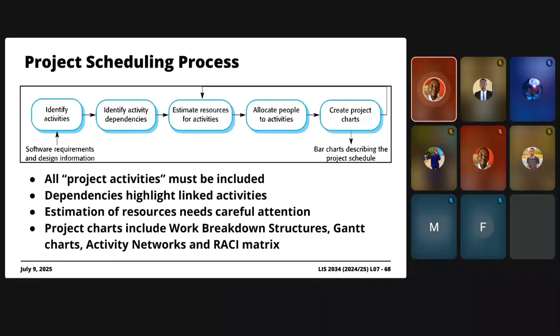Once you do the allocation, you would then create your project management artifacts. So your Gantt chart, your work breakdown structure, your activity network diagrams, your RACI matrix, a whole range of things here.